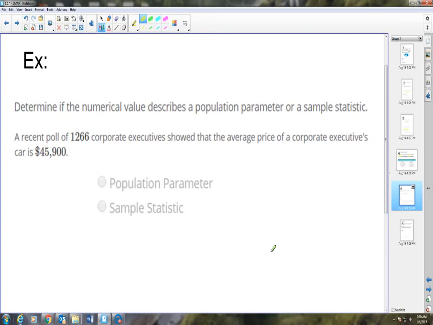All right, the car is $45,000. The recent poll of 1,266 corporate executives. So this 1,266 has got to be the sample statistic. Okay, the average price of the car is $45,000. So that's simple.